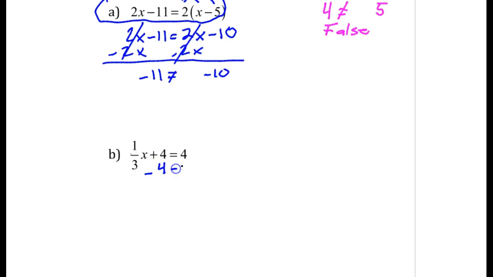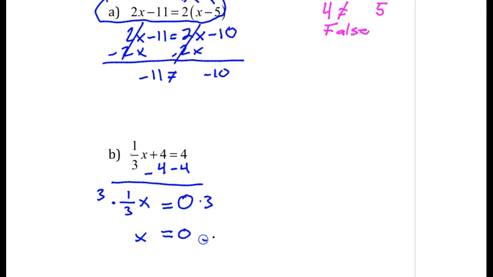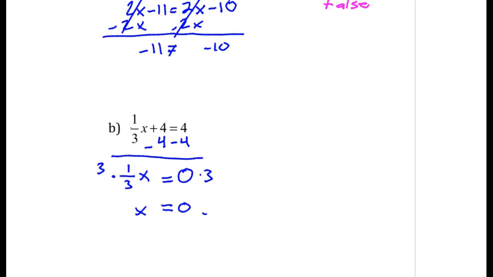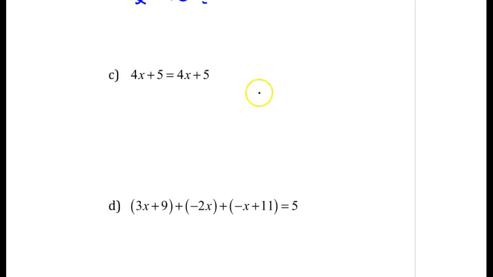Go ahead and solve this one. 1/3 of times what equals 0. And we still have a variable here, and there's nothing to cancel it out with. So you can see that the variables will remain no matter what, and this will have a solution. If we continue, we'd multiply both sides by 3 and get x equals 0. So this does have a solution of 0. Don't circle it.